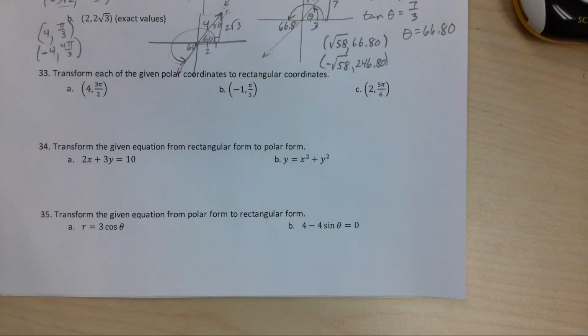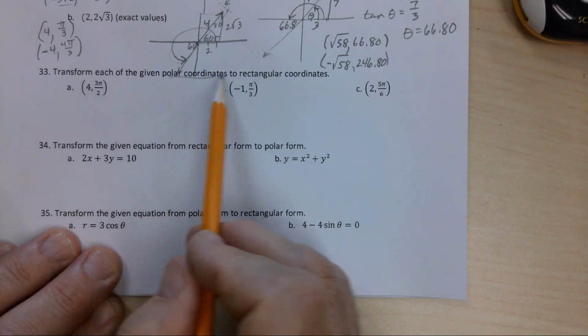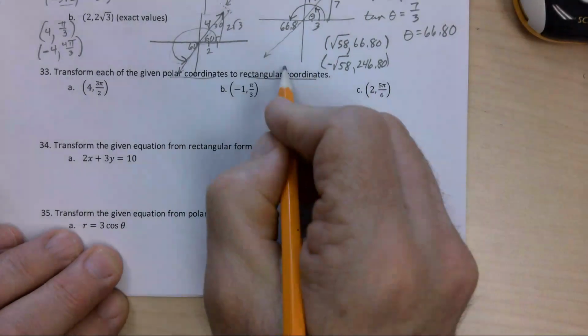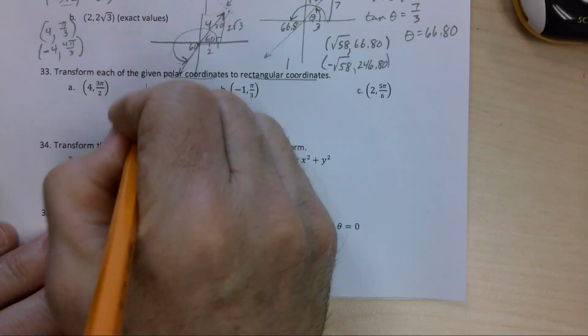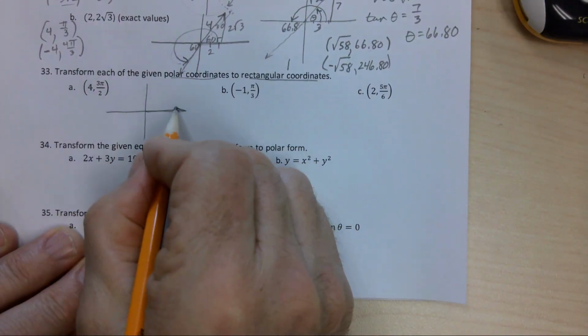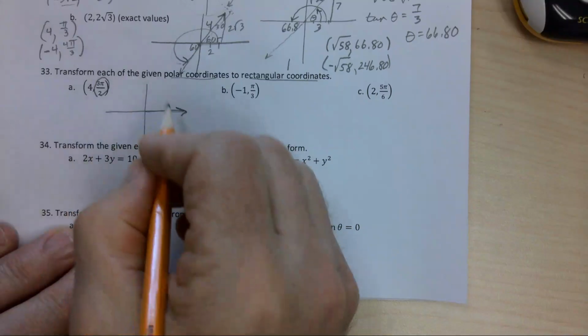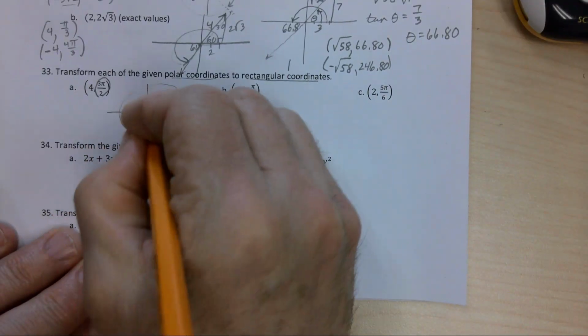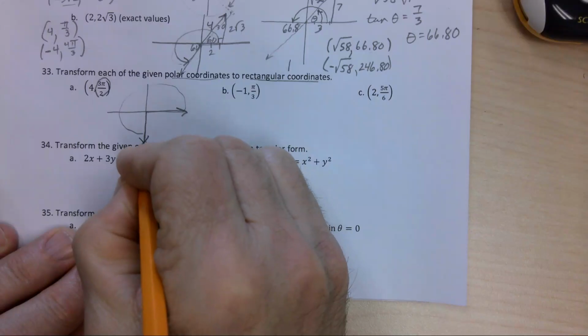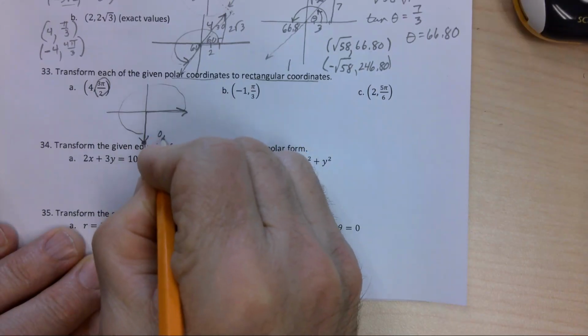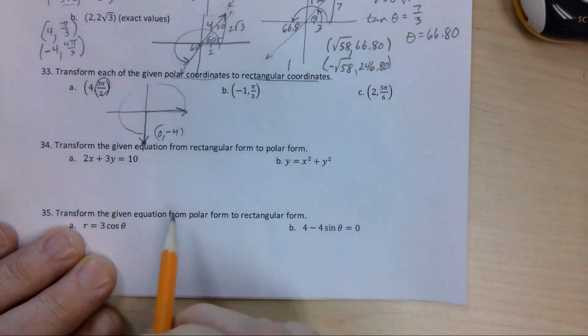Next one, transform the polar coordinates into rectangular. This is easier because there's only going to be one. So, spinner 4. Spin that 270 degrees, which is right here, and it stops. That means the rectangular coordinate is just going to be 0, negative 4.